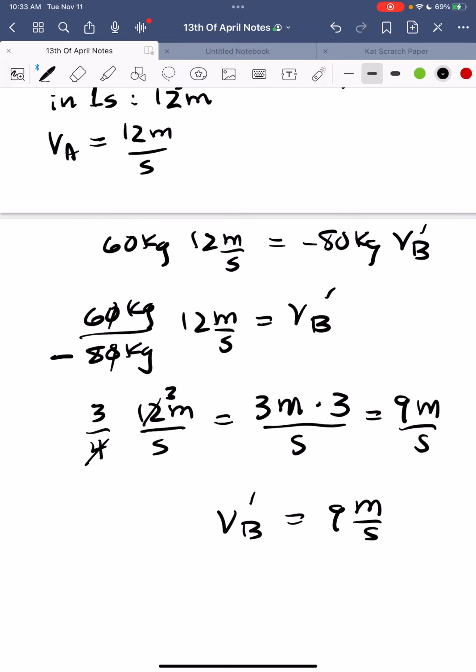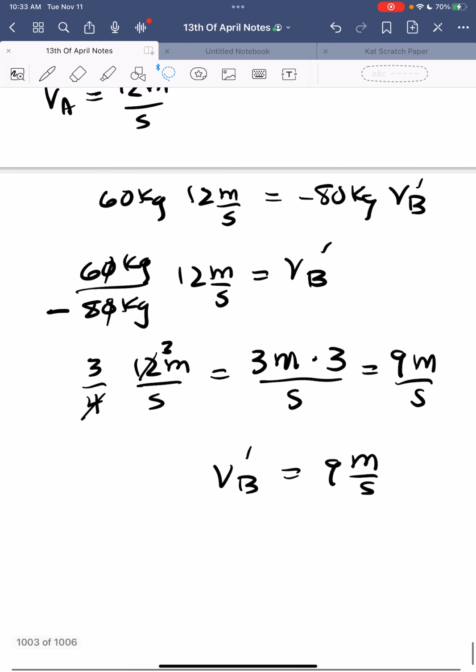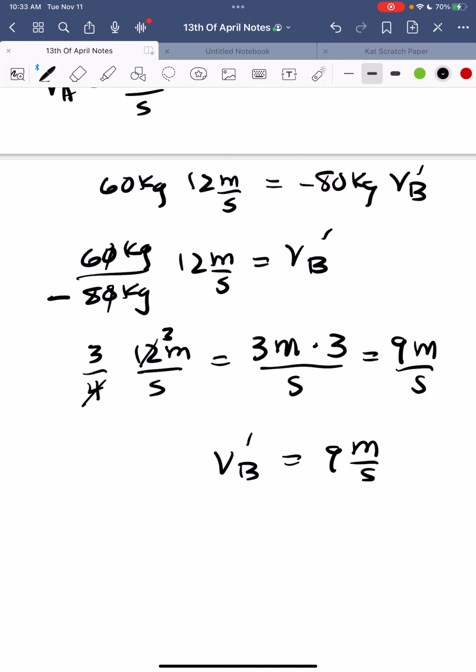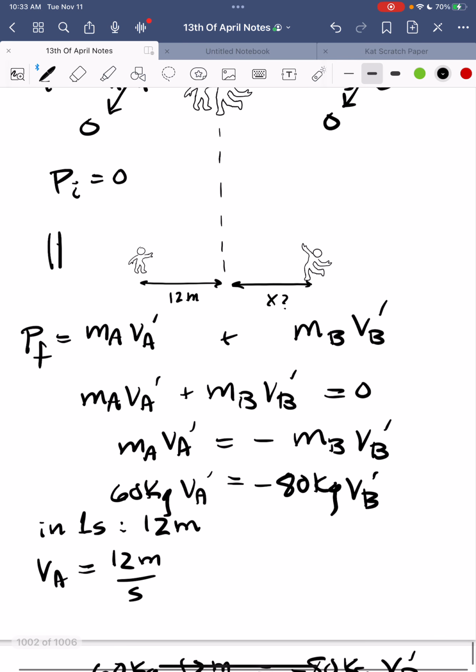So in 1 second, which is how much time we allowed astronaut A to travel, astronaut A traveled 12 meters. So in 1 second, how far would astronaut B travel? Astronaut B would travel 9 meters per second, this is trivial, times 1 second. It's going to equal 9 meters. So 9 meters is the distance that astronaut B would have traveled. So we can go over here and erase that and put in 9 meters.